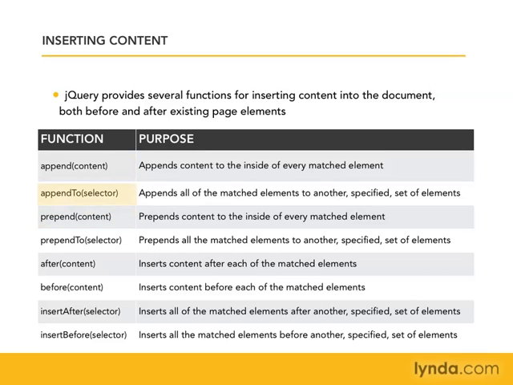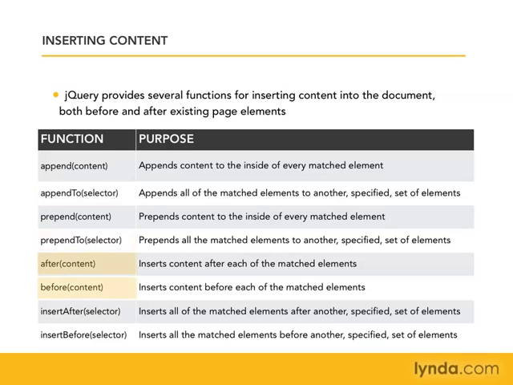The append to and prepend to functions work pretty much the same way, although they are called on jQuery selectors. So in this case, you're specifying the content to append. In this case, you're saying, here's the set of matched elements I want to append or prepend content to. So that's for inserting inside of elements.